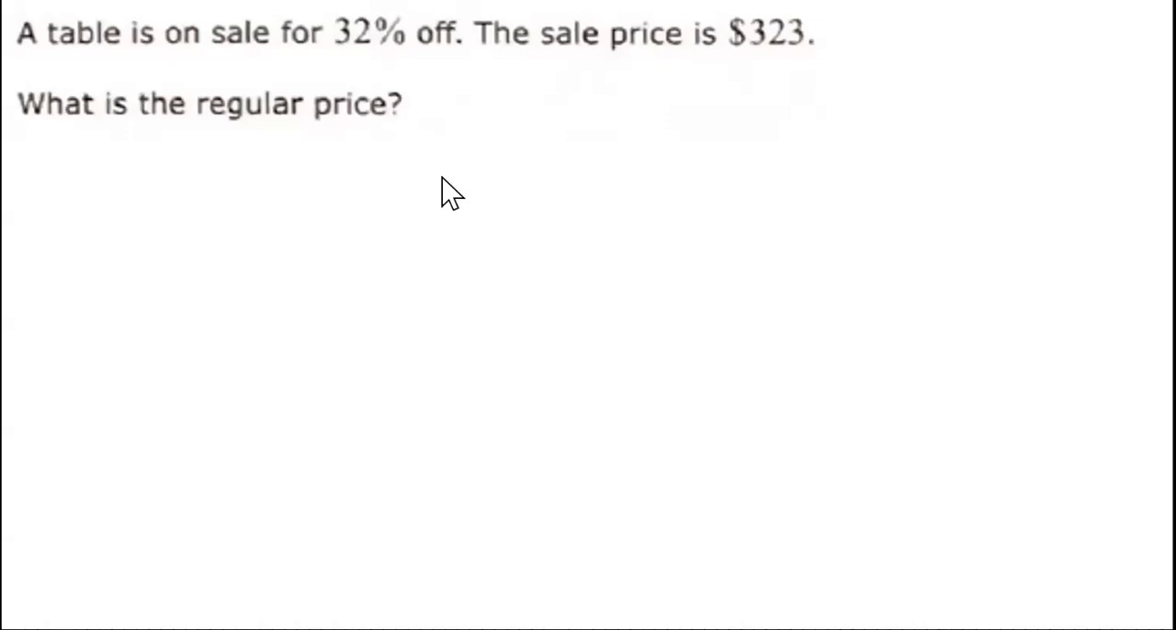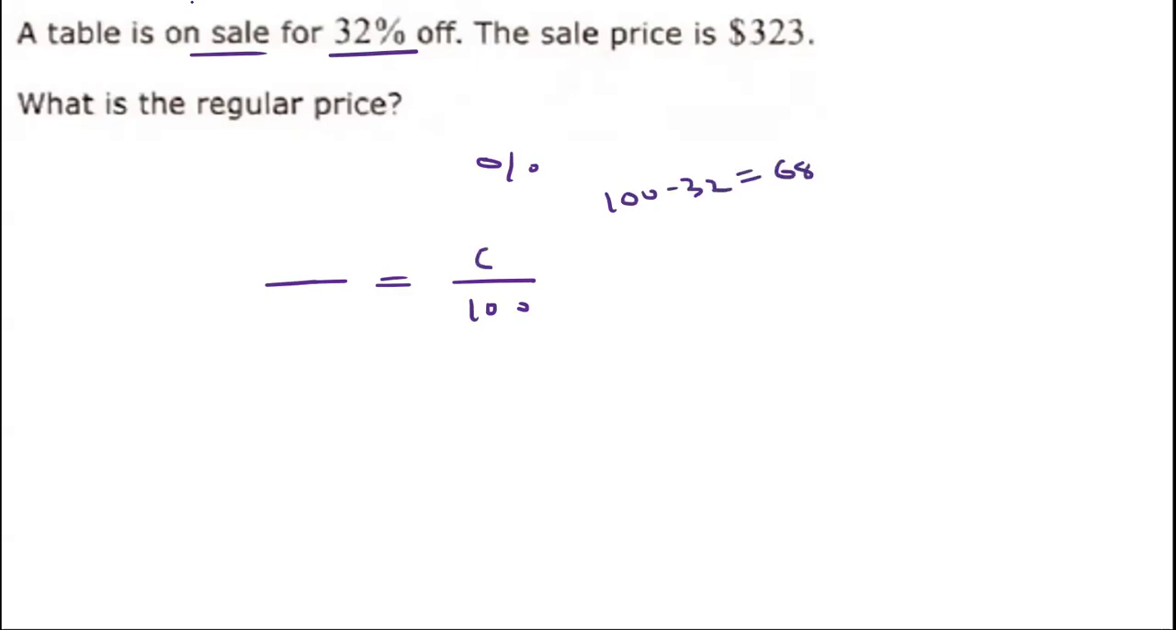Here it says the table is on sale for 32% off. The sale price is $323. What is the regular price? Again, I'm going to set up a proportion here. We have the percentage on the right side, the bottom is 100. It tells us it's on sale for 32% off, so we're going to subtract from the 100, and that's going to give us 68. So we put 68 there.